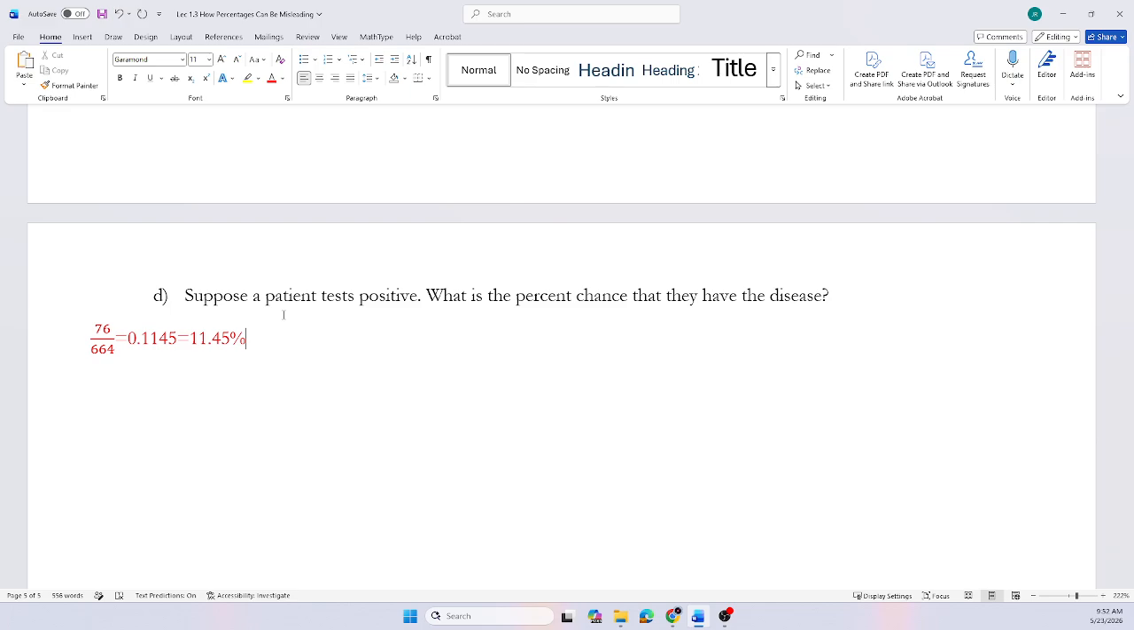Essentially, if you test positive under these circumstances, the next thing you'd probably want to do is test again. You would actually want to have multiple independent test results to confirm if you actually have the disease. You'd want more diagnostics. But that is it for this lecture.